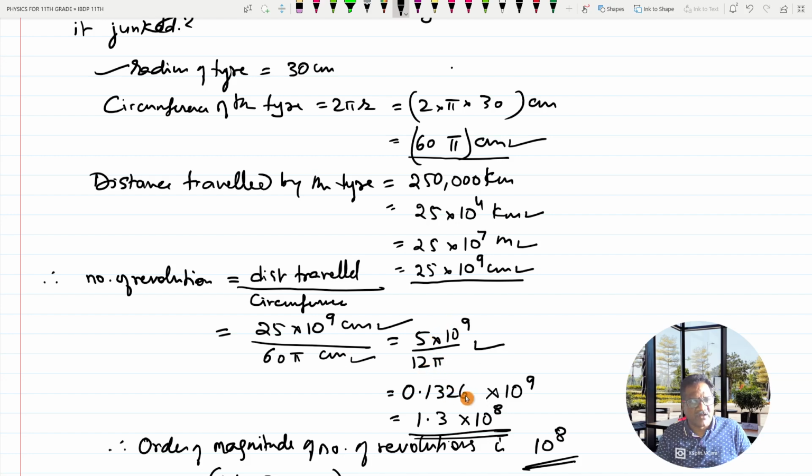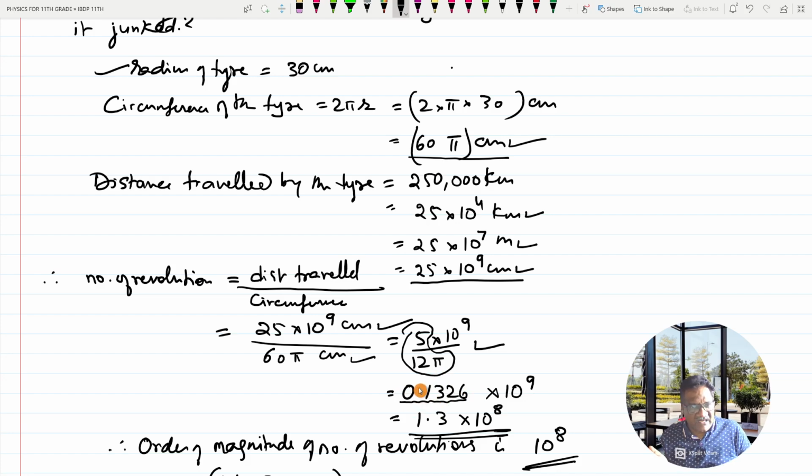Now this will work out to 0.1326 into 10 raised to 9. If you work out 5 upon 12 pi separately, you will get 0.1326 into 10 raised to 9, right? Now this 0.1326 is not in scientific notation form. Why? Because 0.1326 is less than 1. This part of the scientific notation should be between 1 and 9.